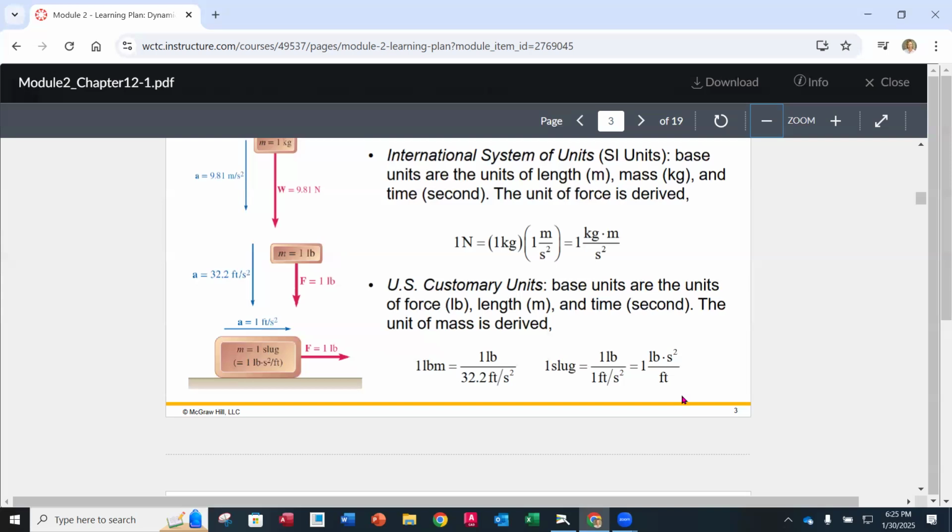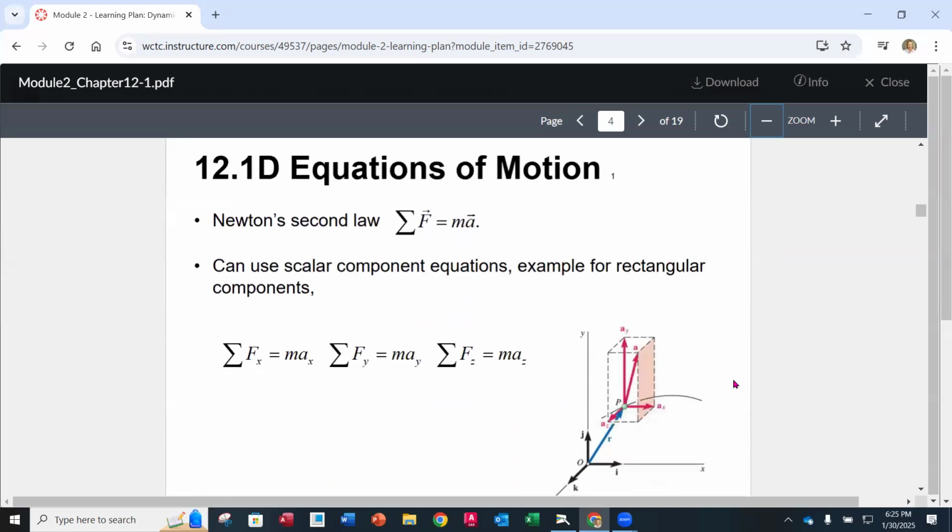I think we're going to be doing one of our example problems tonight using the English system, which I think is our very first example. So we'll kind of see this as we go along.